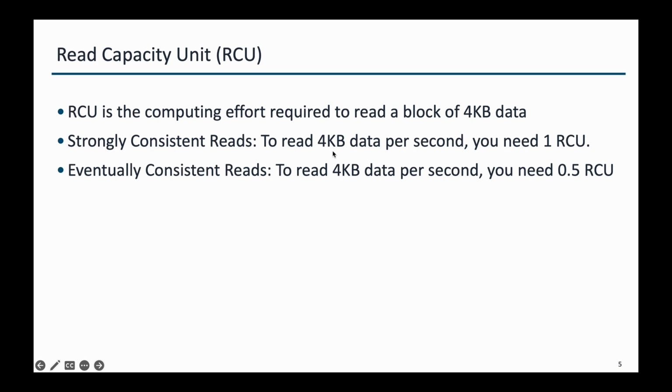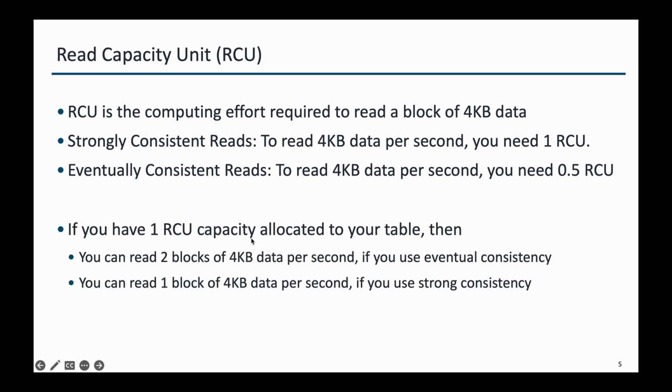Or if you have 2 KB data, that is also considered a single block, so then also you will need one RCU. In case of eventually consistent reads, to read 4 KB data per second, you only need 0.5 RCU. That means if your capacity allocated is 1 RCU, you are able to read 2 blocks of 4 KB data per second. Just to give more clarity, if you have 1 RCU capacity allocated to your table, then you can read 2 blocks of 4 KB data per second if you use eventual consistency, but if you use strong consistency, you can read only 1 block of 4 KB data per second.